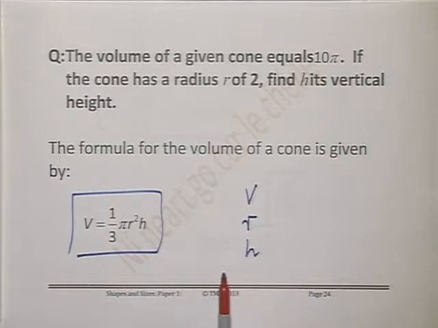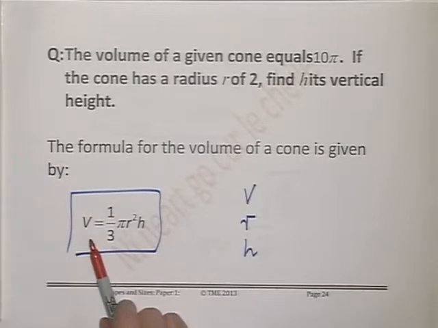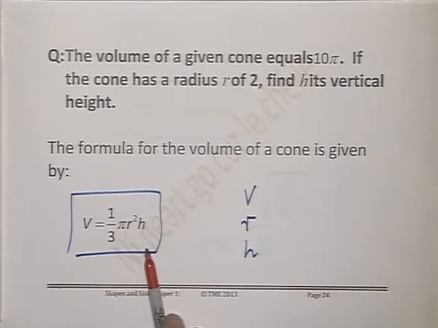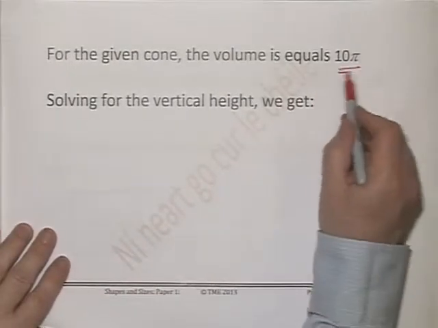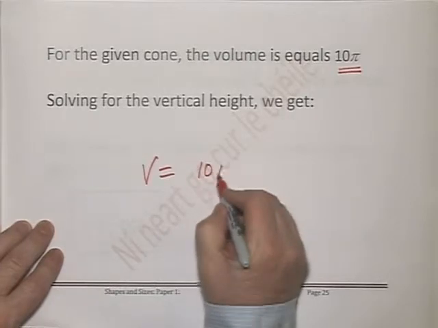They'll give you 2 of them. It is most unlikely that they'll say, the radius is this, the height is this, find the volume. It would be inconceivable that they'd give it to you that way around. They're much more likely to turn it around on its head. So in this question, they say, for the given cone, the volume is 10. So they're saying that v is known.